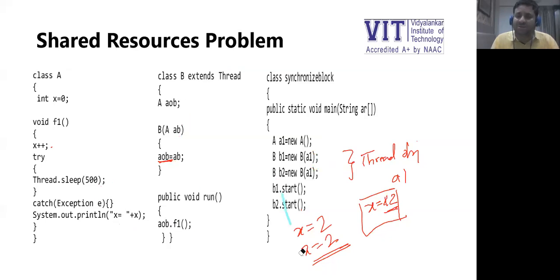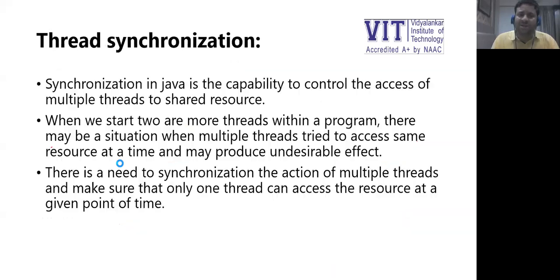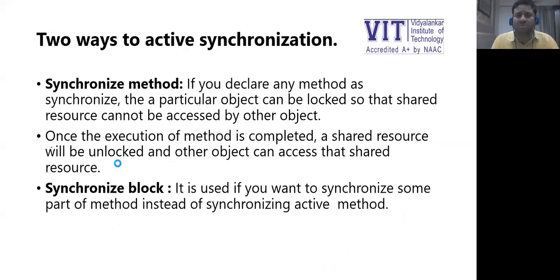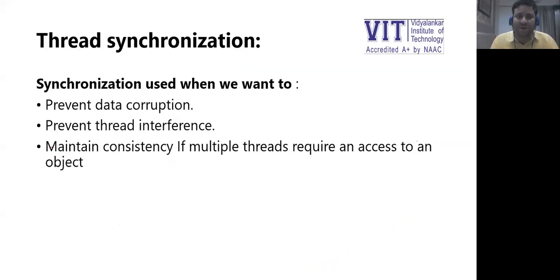Now what do we mean by synchronized? Synchronized means if there is more than one thread trying to access a common resource, then if one thread has got the access, there should be a lock. Then there should be a lock. So what we have is synchronization.